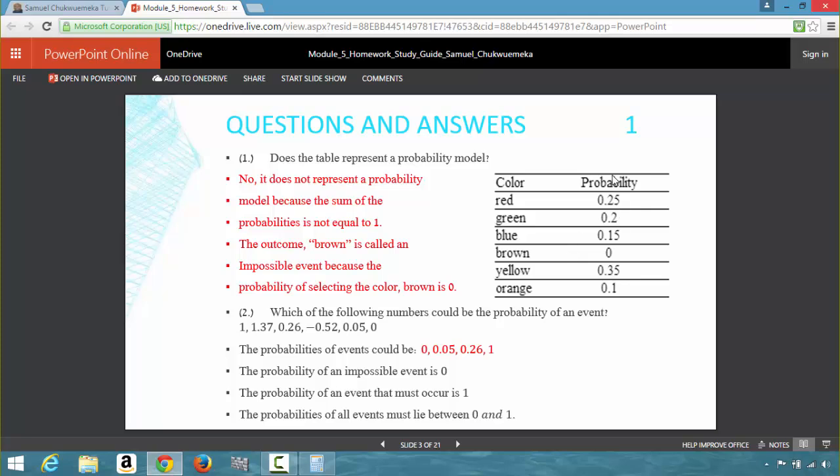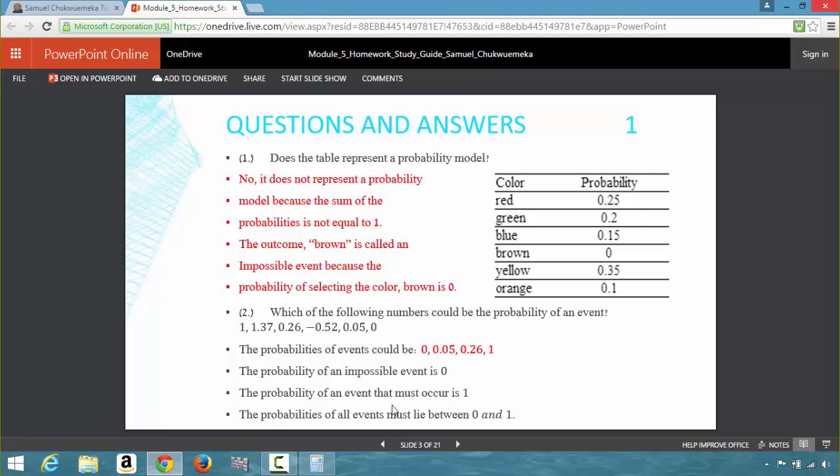So if you add up all the probabilities, it should always give you 1. But if you add up this, it does not give you 1. Because of that, this is not a probability model. Then we say that 0 is the probability of an impossible event, or an event that will never happen. 1 is the probability of an event that must happen. For example, the probability that Jesus Christ will come again to judge all mankind, that is 1.